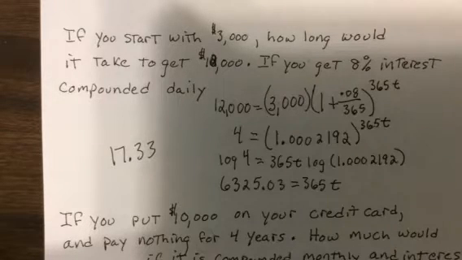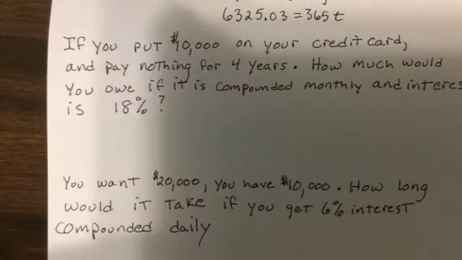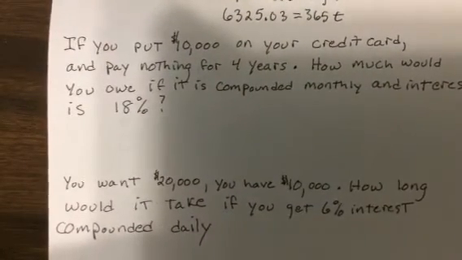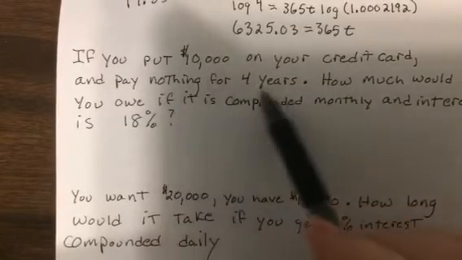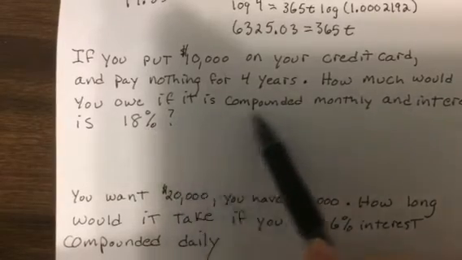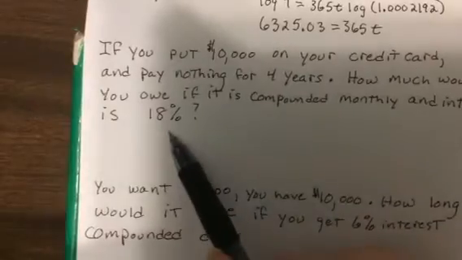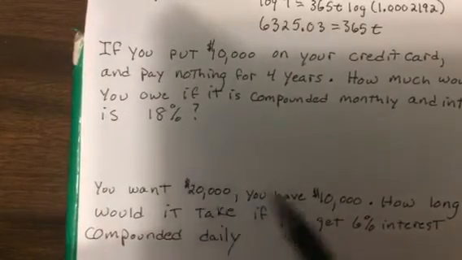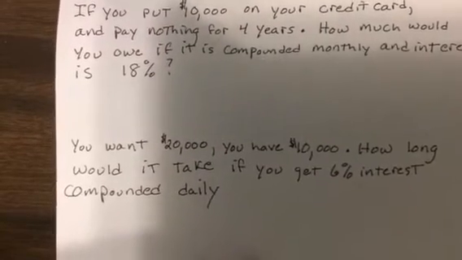Whatever's going on. So I have 2 problems I want you to do for Tuesday. The first one, if you put $10,000 on your credit card and pay nothing for 4 years, how much would you owe if it's compounded monthly and interest is 18%? Now, you got to be careful because credit cards, they can raise it to 24 if you're not watching.